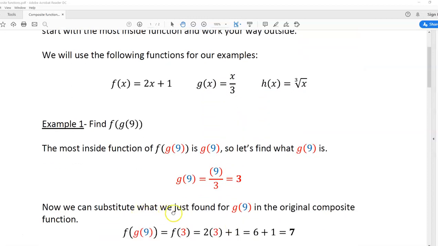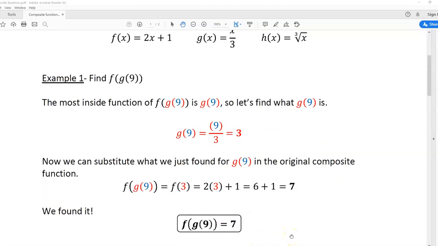Well, we can now substitute that in for g of 9. Where this used to say g of 9, right here, we'll put in a 3. And now we have to find f of 3. So we'll switch gears and go over to the f function, which is 2x plus 1. Where there was an x, we'll put in our 3. 2 times 3 is 6 plus 1 is 7. That's what f of g of 9 is, 7.